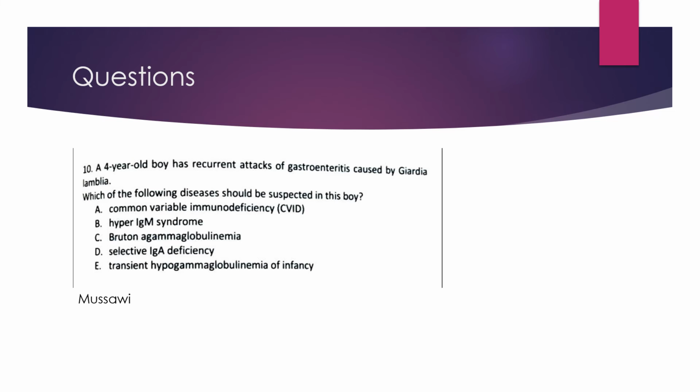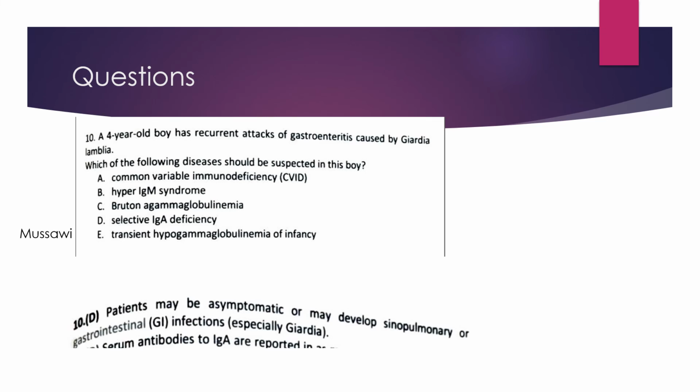So next, a 4-year-old boy has recurrent attacks of gastroenteritis caused by a parasite called Giardia lamblia. Which of the following diseases should be suspected in this boy? Common variable immune deficiency, hyper IgM syndrome, X-linked agammaglobulinemia, selective IgA deficiency, transient hypogammaglobulinemia of infancy. So the answer here is D, selective IgA deficiency. Patients may be asymptomatic or may develop sinopulmonary or gastrointestinal infections, especially Giardia.